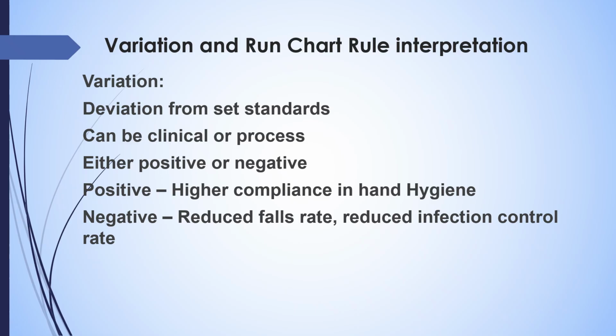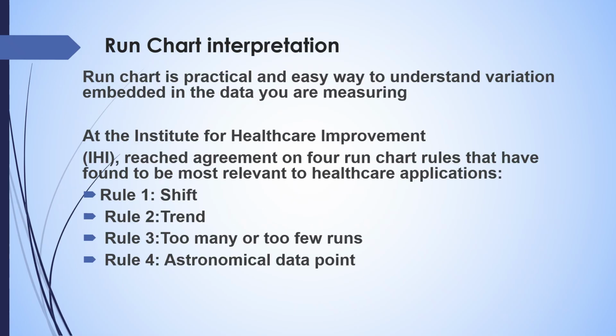Negative is reduced fall rate, reduced infection control rate. So we need zero falls, right? Zero infection. So it can be either positive or negative. So that is variation. So, run chart interpretation.